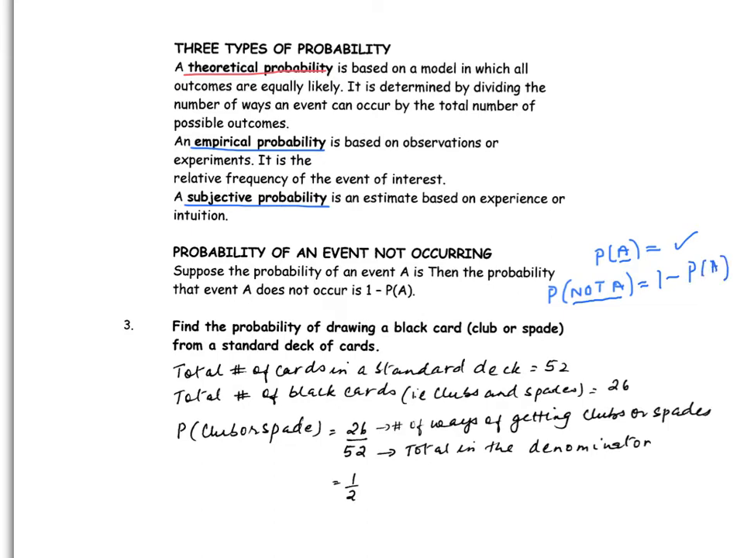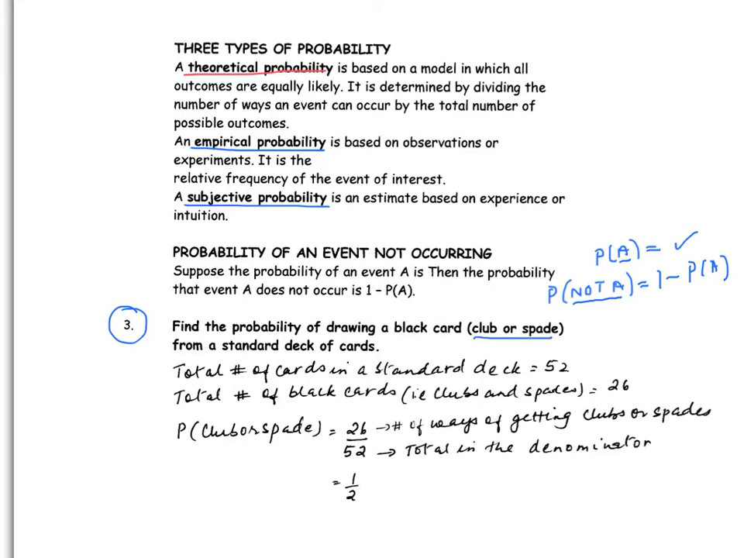So this is a simple rule, but we need to be careful when we use it, because thinking about what's the opposite or the negation of a certain event has to be thought through very carefully. So let's look at an example. We have problem 3, which says find the probability of drawing a black card out of the standard deck of cards.